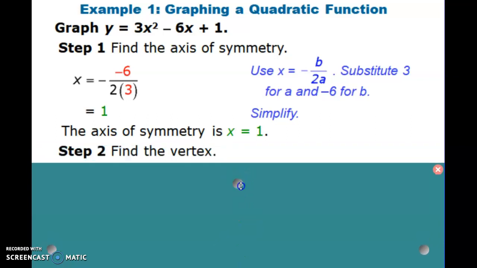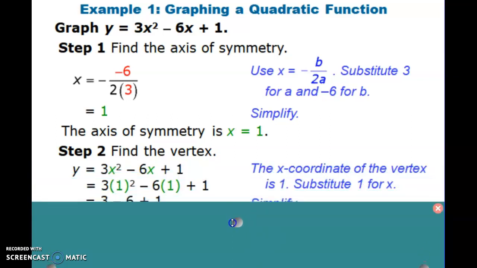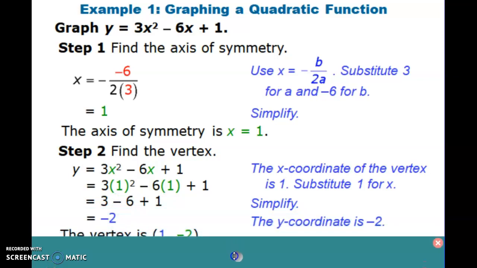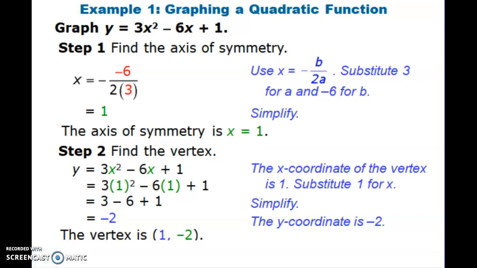So step number 2 is finding the vertex. How do we do that? We use our x-coordinate, substitute it back into the original equation, and we find out that y is equal to negative 2. So the vertex is 1, negative 2.